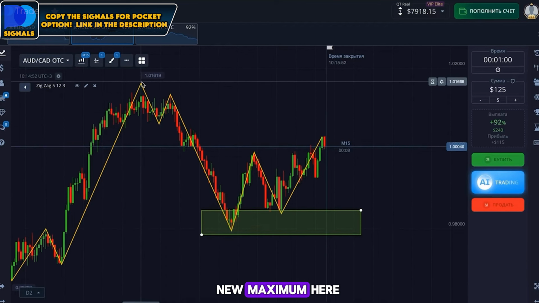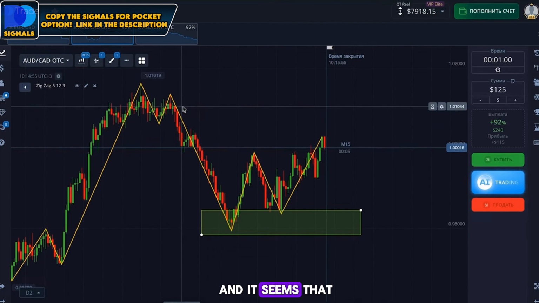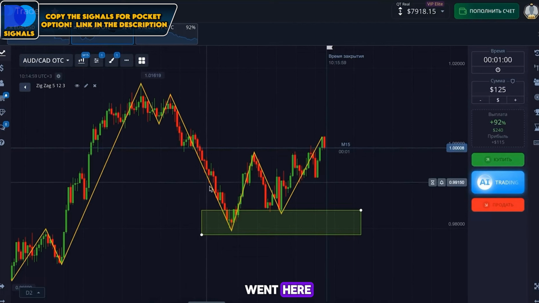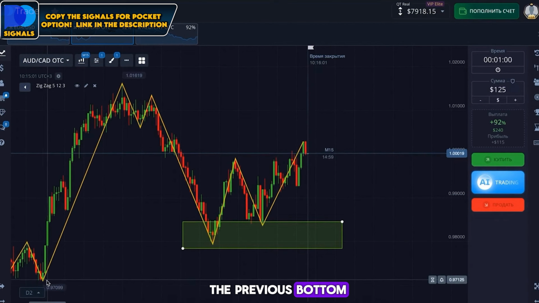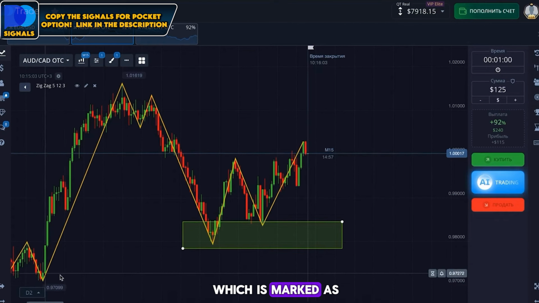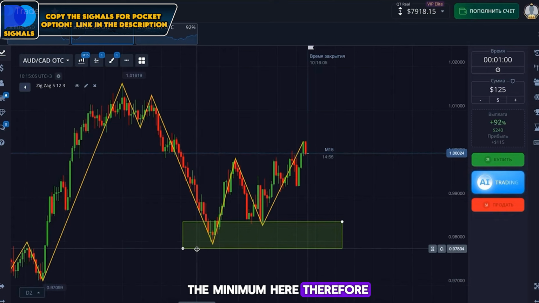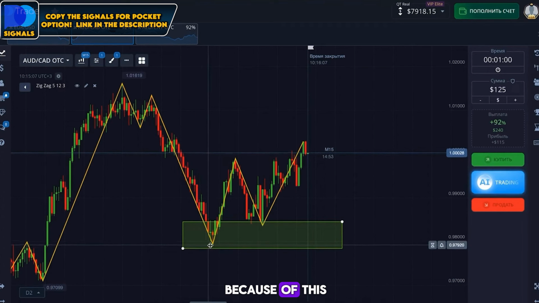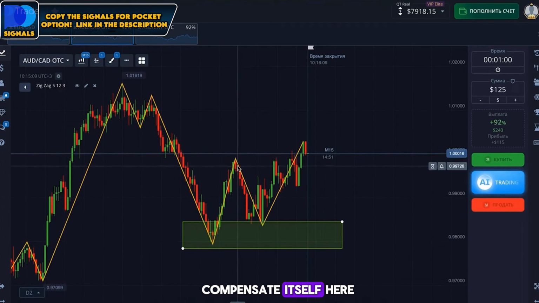Since there was a new maximum here, it reversed, and it seems that a trend reversal started here. But even though it went here, it did not reach the previous bottom. This is the maximum, which is marked as the minimum here. Therefore, it did not break through it. Because of this, the price started to compensate itself here. It reached this point. Here it is.